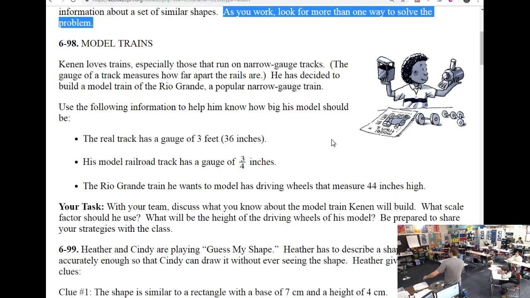So, Kenan loves narrow gauge tracks. So, that's how wide the wheels are, right? So he decided to build a model train of the Rio Grande, sorry, is how you pronounce it. Popular narrow gauge train. Use the following information to let him know how big his model should be. So, I want to just stop and let you guys dive in and see if we can figure this out.